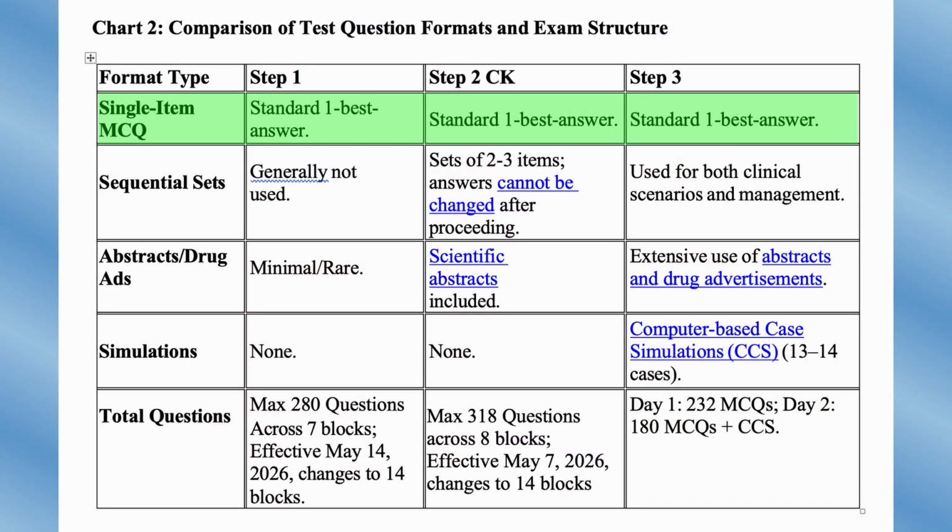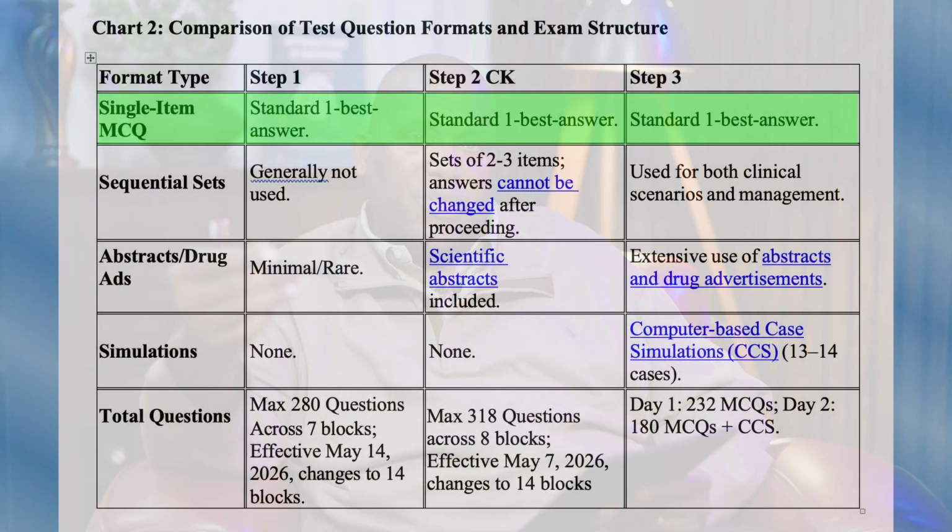Each of these 3 exams, step 1, step 2 CK, and step 3, they all have what's called the multiple choice or single item multiple choice question format, which will give you anywhere from 5 to 7 options to choose from. It can be up to 13. That's called an extended MCQ matching, but most are 5 to 7 options. So most times it's 5 to 7 options, right?